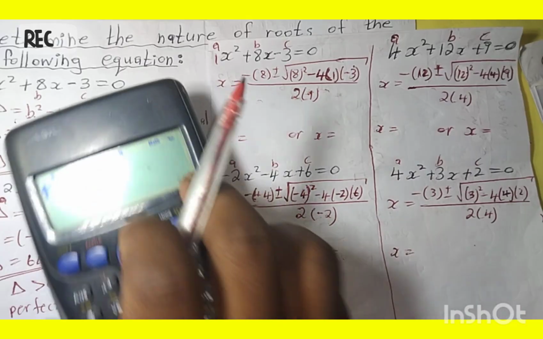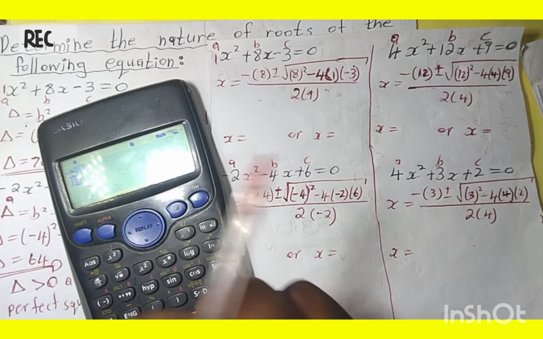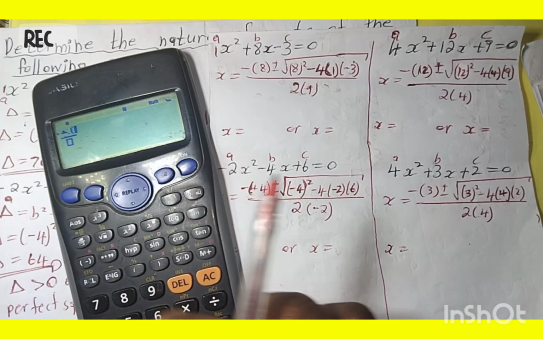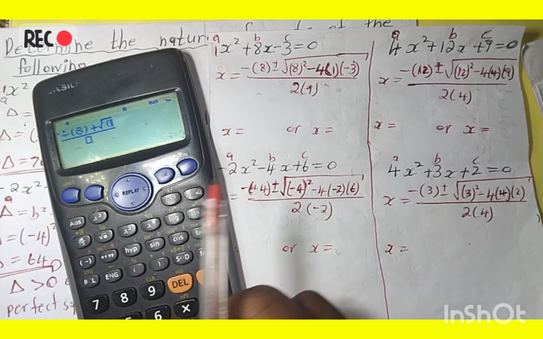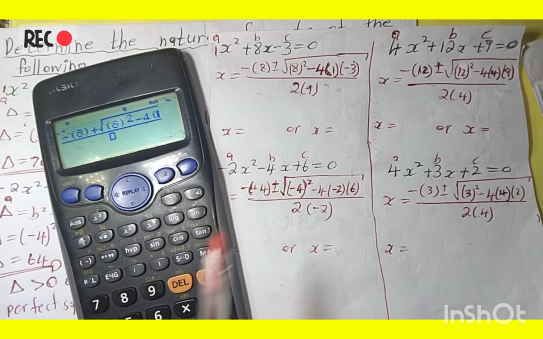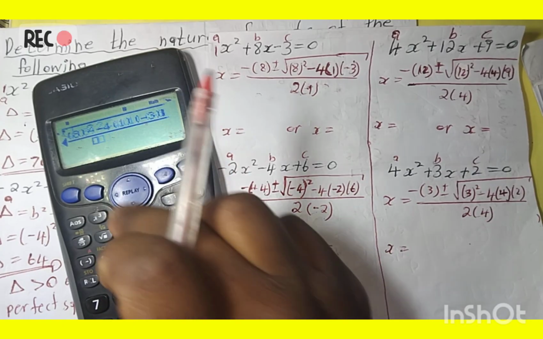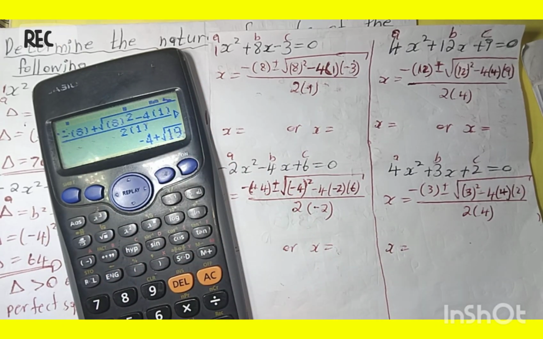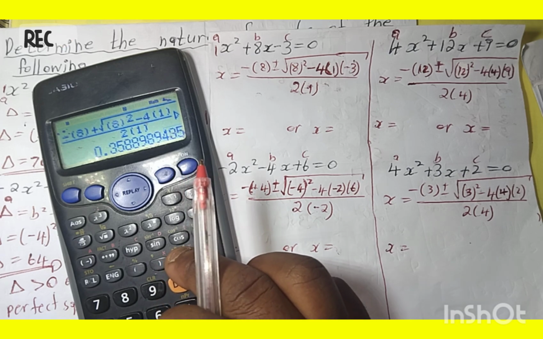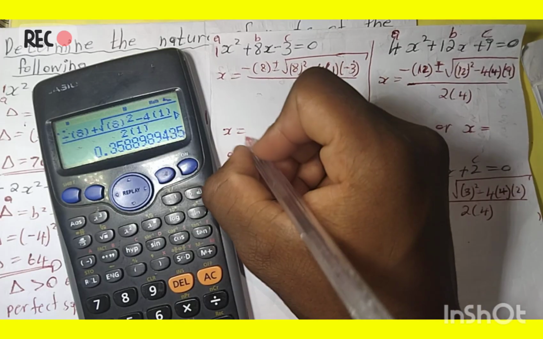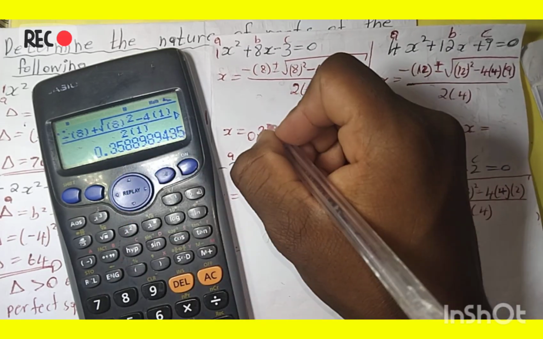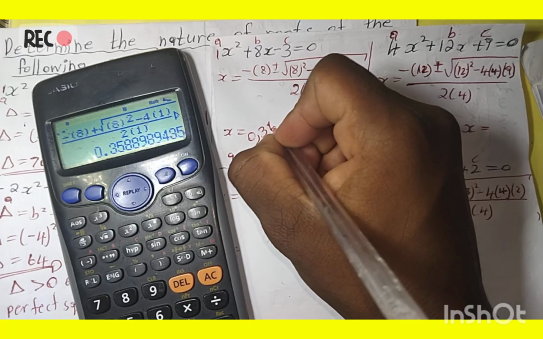So let me just punch it in with you. Minus, and here it's supposed to be 8, plus the square root of 8 squared minus 4 times 1 times minus 3, divided by 2 times 1. Do you see, guys, the answer that I got here? This answer can only be in decimal. Let me write it there, only in decimal, and rounded off it will be 6.